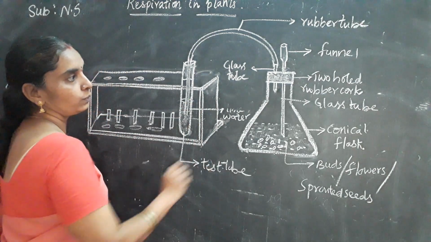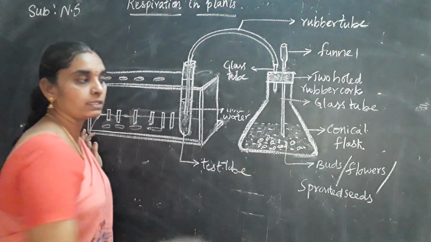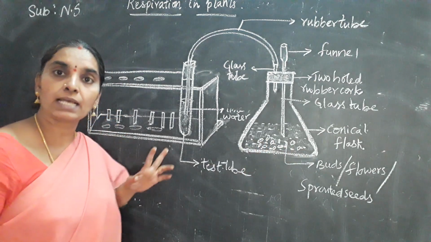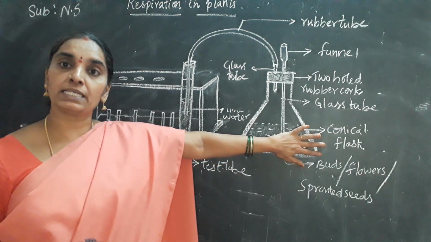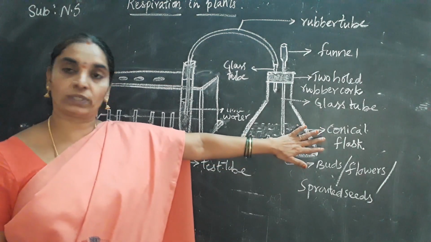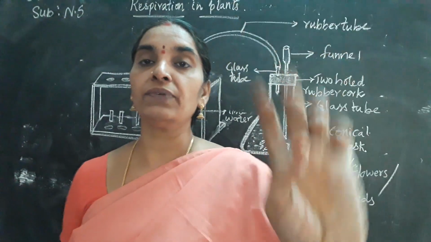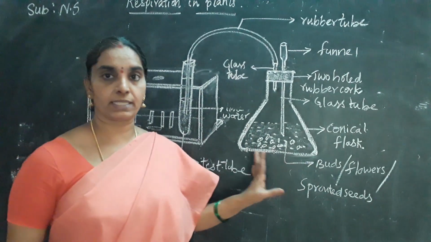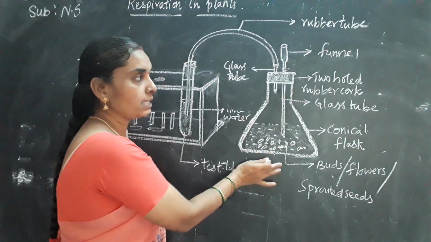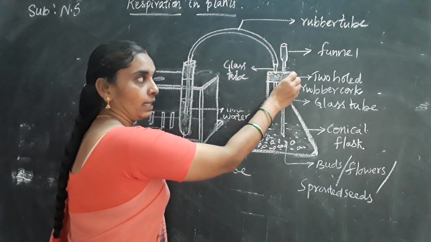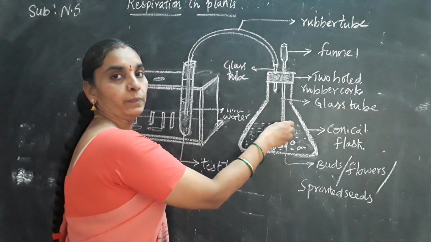This is the test tube. And in the conical flask, you are taking the sprouted seeds or flowers or buds. First of all, this experiment is done without taking the sprouted seeds. Okay children, first you take the empty conical flask fitted with a two-hole rubber stopper. This is a funnel fitted to the glass tube.